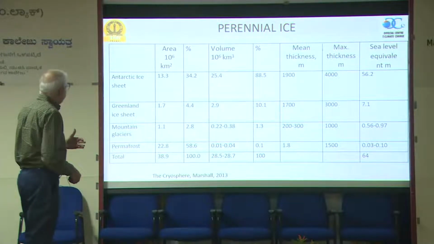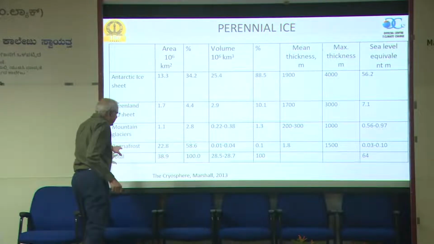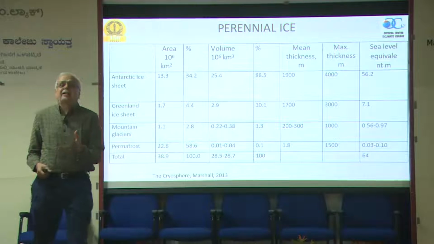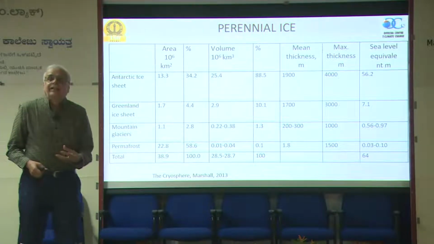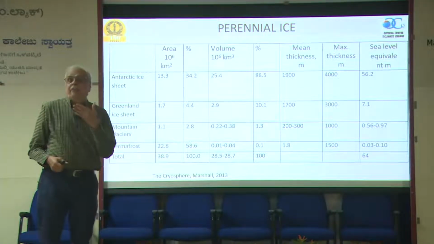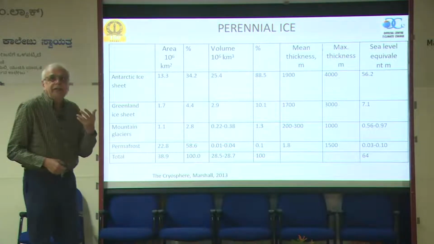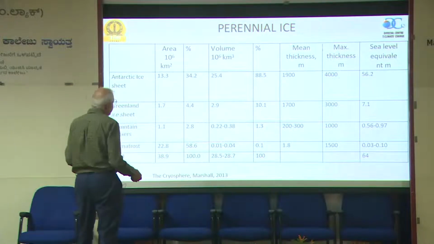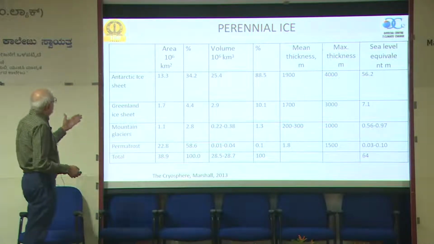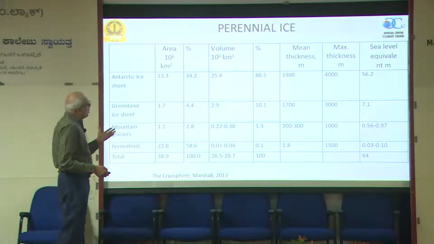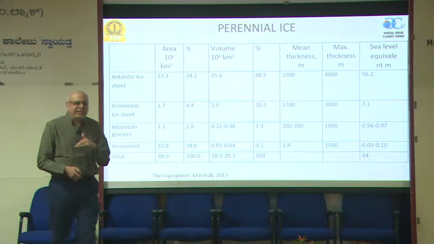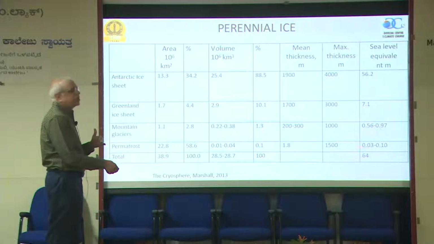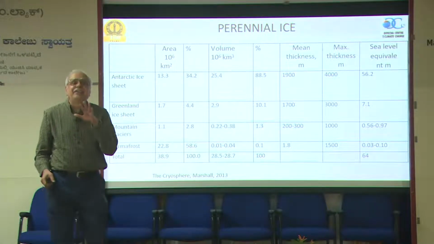And then there is the permafrost also. Permafrost is a region of the earth where the soil is permanently under frozen condition. That means instead of water, there is ice in the soil, and that can also melt. So if we really remove all ice from the Earth system, it is quite possible that sea level will rise by 64 meters, and that is huge.